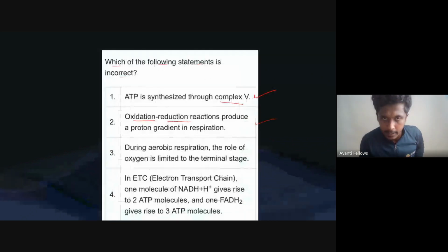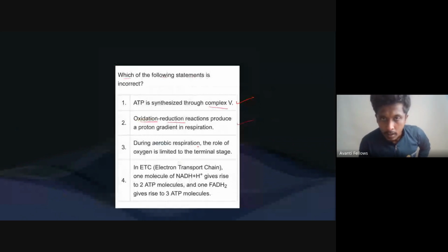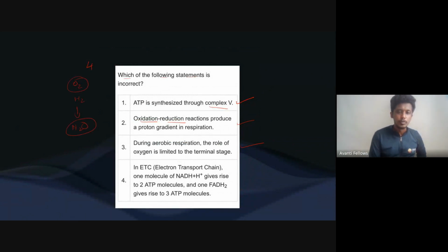That is right. Next one. During aerobic respiration, the role of oxygen is limited to the terminal stage. Exactly. At complex 4, what happens? Oxygen acts as the hydrogen acceptor. So they finally give rise to what? Water. So oxygen just removes the large amount of hydrogen present in the matrix. Apart from that, it does not have a greater role, but you know how important it is physiologically, right?